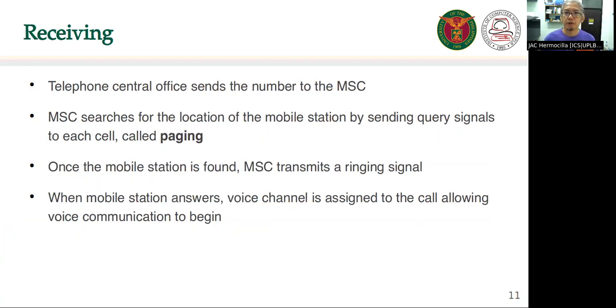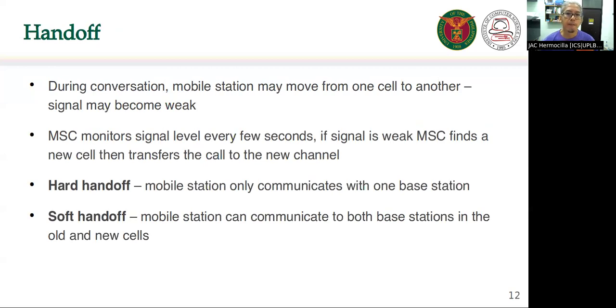So receiving: the telephone central office sends the number to the MSC, and the MSC searches for the location of the mobile station by sending query signals to each cell, called paging. So it will try to search for the mobile station. Once the mobile station is found, the MSC transmits a ringing signal, and when the mobile station answers, a voice channel is assigned to the call, allowing voice communication to begin. That's the receiving part.